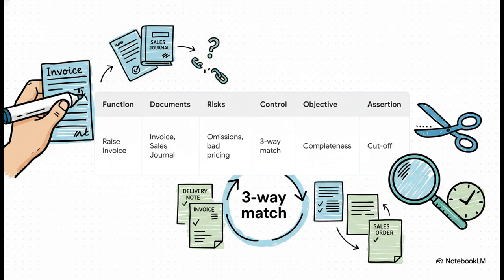The manual control here is famous in auditing. It's called the 3-way match. The clerk matches the signed delivery note against the internal sales order and the newly generated invoice. This ensures we only bill exactly what was shipped at the exact price ordered. It proves completeness and cutoff. But if this were a fully integrated IT system, the moment the dispatch is confirmed on a digital tablet, the system automatically performs this 3-way match in the background and generates the invoice without a human ever touching a calculator.